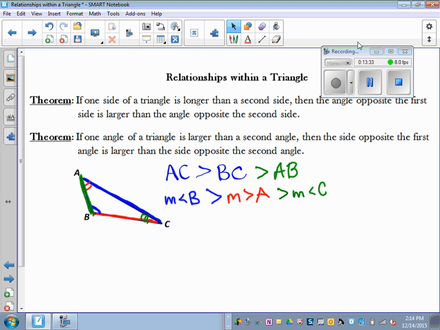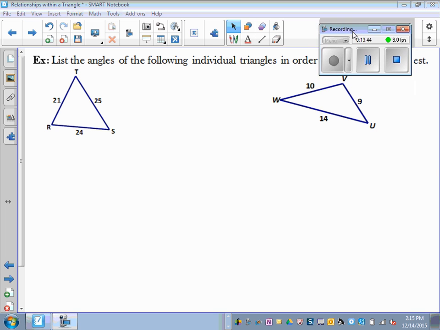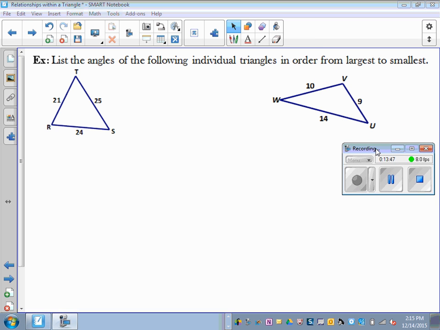Okay, so let's go and do an actual example because I feel like it's a lot easier when you have numbers in the thing. So our first example says list the angles of the following individual triangles in order from largest to smallest. Okay, so my first one here, which side is my largest side? TS. And what angle is opposite of that? So angle R is going to be the largest. My longest side, the angle opposite of that is my largest angle.